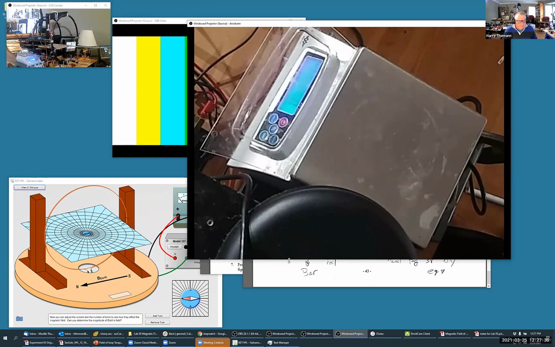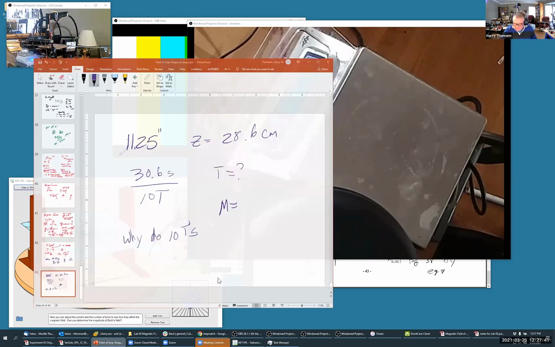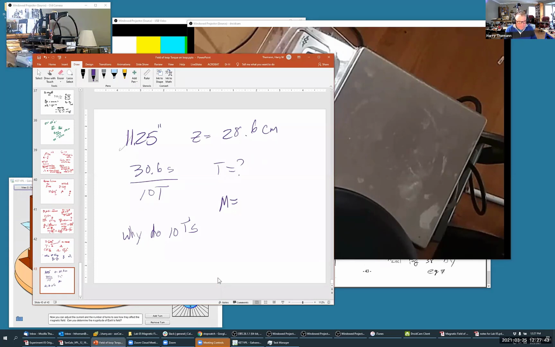All right, where are the notes? All right, M is equal to 22 grams, and the length is, I can just do this with a metric ruler. The length is 8.7 centimeters. L equals 8.7 centimeters.